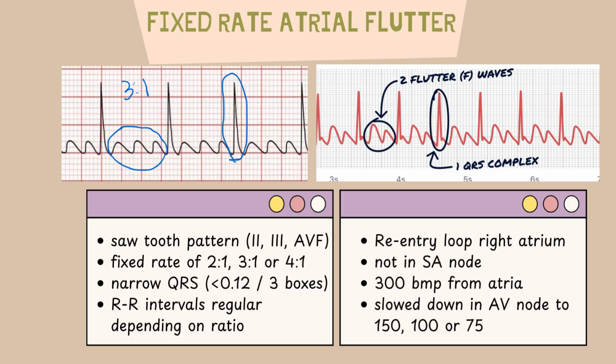And what you get is this beautiful sawtooth pattern in leads 2, 3, and AVF. So if it's a regular block pattern, you have maybe 2 sawtooth patterns to 1 QRS or 3 sawtooth patterns to 1 QRS, and the sawtooth pattern looks really nice, really sawtooth-like, and a narrow QRS that's regular.